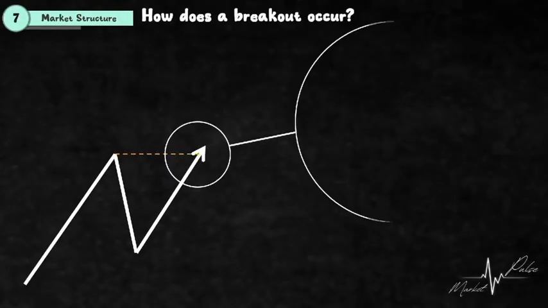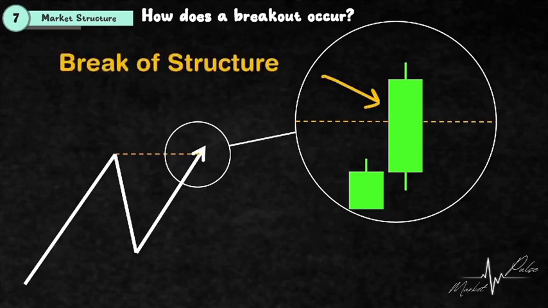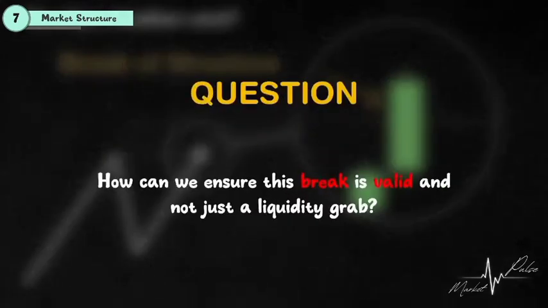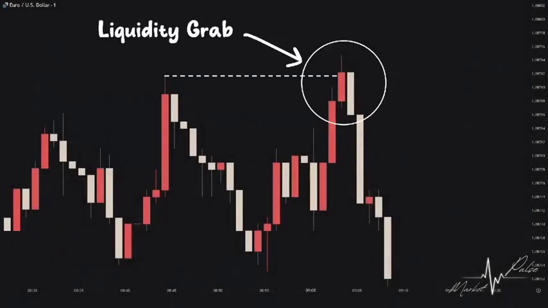A breakout occurs when a candlestick clearly breaks the previous market structure with the body. This means that if the price can close a visible amount, like a couple of pips above the previous level, we would have a so-called break of structure. But here comes an important point. How can we ensure this break is valid and not just a liquidity grab? In case of a fakeout or liquidity sweep, the price immediately gets back into the range.